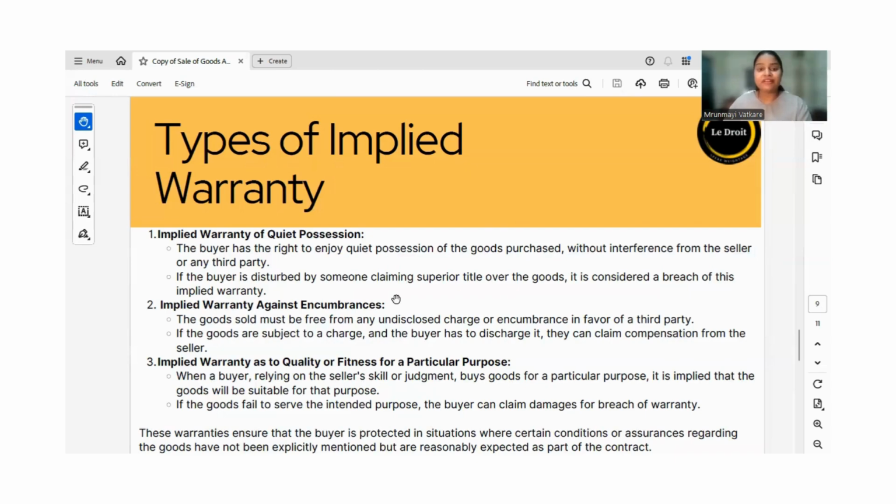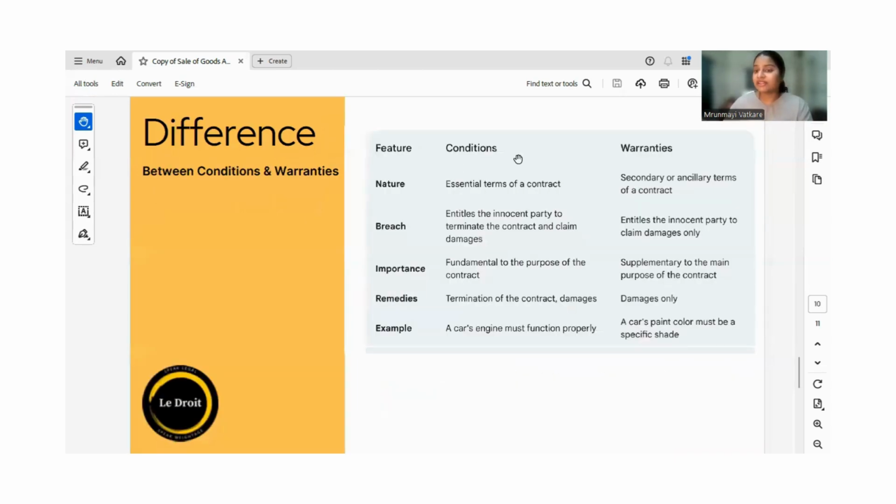Now let's see what is the difference between conditions and warranties in a precise form. So the first feature on which we are going to compare conditions and warranties is nature. Conditions are essential terms of the contract, while warranties are secondary or ancillary terms of the contract. A breach of a condition entitles the innocent party to terminate the contract and claim damages. A breach of warranty entitles the innocent party to claim damages only.